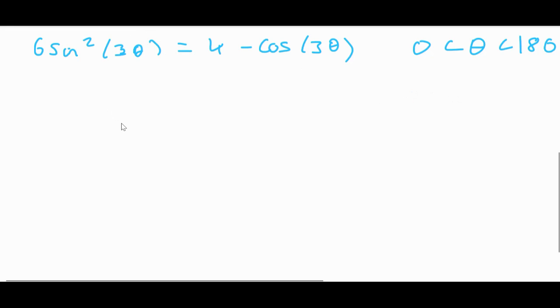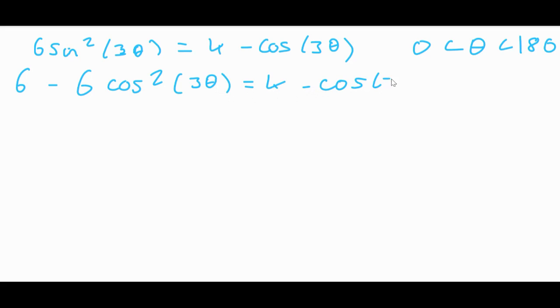First thing we want to do is get this all in terms of either cos or sine with the same argument as well. So we don't want cos 3 theta and cos theta, or sine 3 theta and sine theta, or sine 3 theta and cos 3 theta. Easiest way to do this is to convert the sine squared 3 theta in terms of cos squared 3 theta by writing sine squared 3 theta as 1 minus cos squared 3 theta. Then we get 6 minus 6 cos squared 3 theta is equal to 4 minus cos 3 theta.